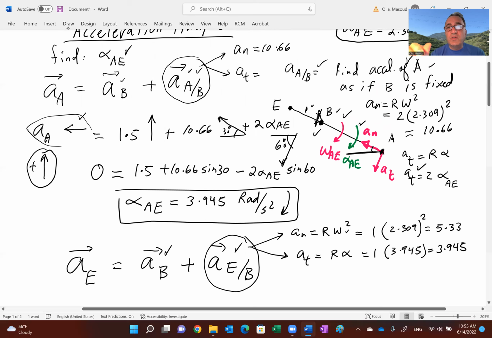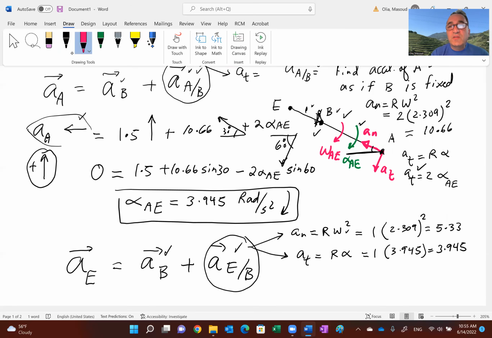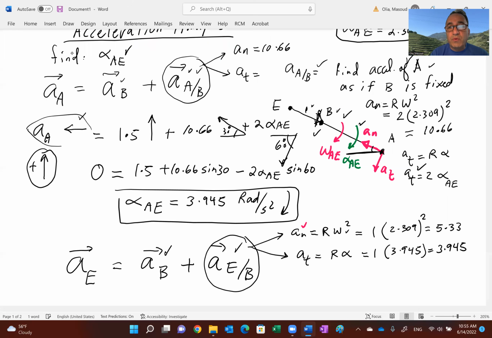But what about the direction, guys? Look, it's acceleration of E relative to B, which has two components, right? This is the normal component, and this is the tangential. Tangential is in the direction of alpha. Remember, alpha is rotating which way? Clockwise, right? Like that. So the tangential would be like that.